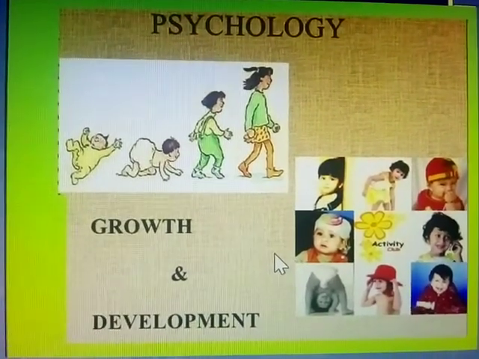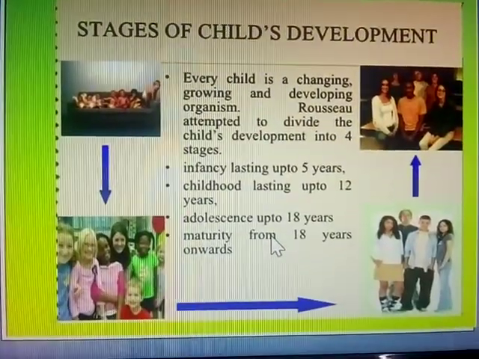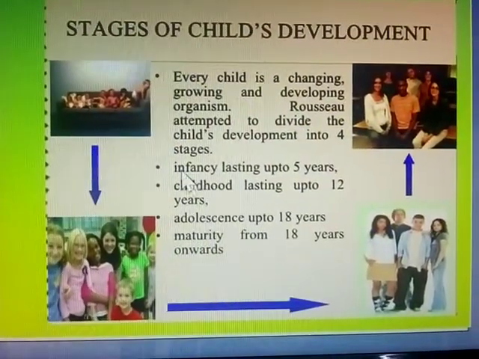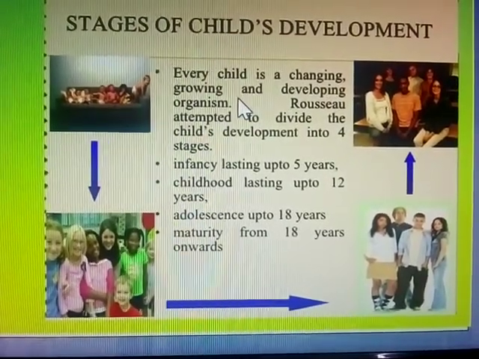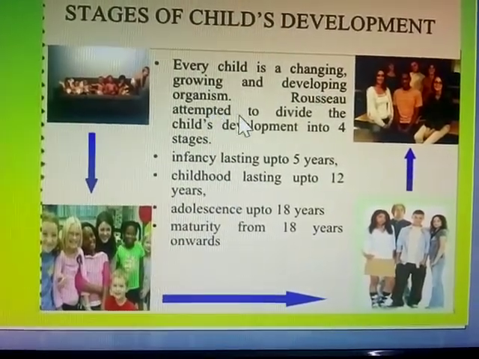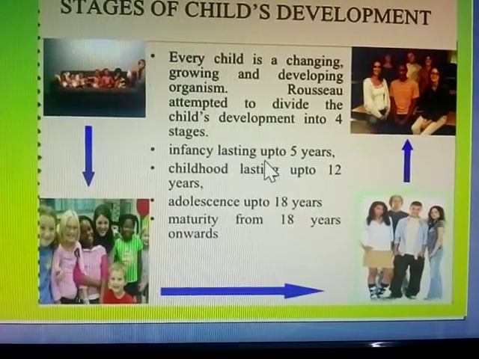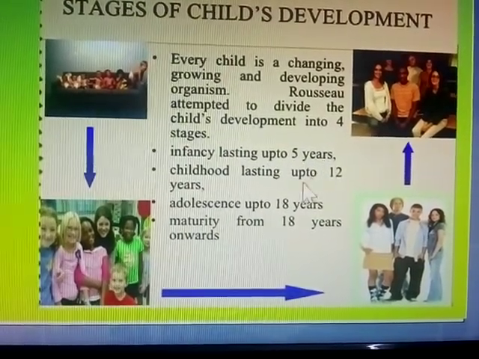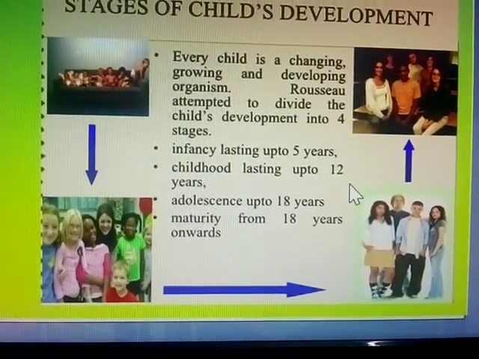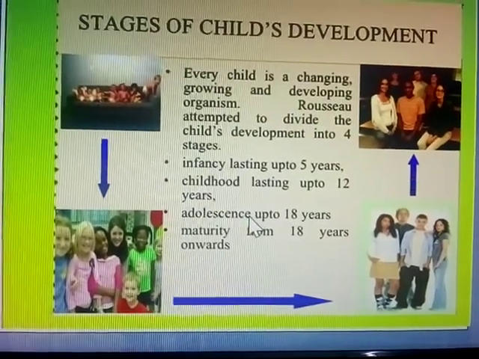Next one, growth and development. Stages of children's development. Every child changes as a growing and developing organism. Infancy lasts up to 5 years. Childhood lasts up to 12 years. Adolescence lasts up to 18 years.